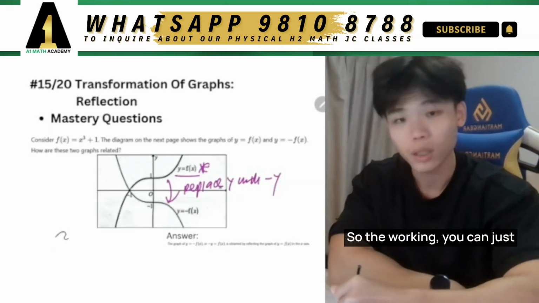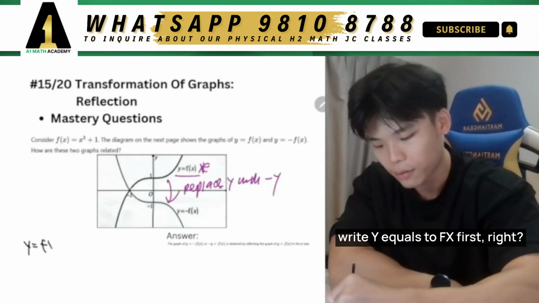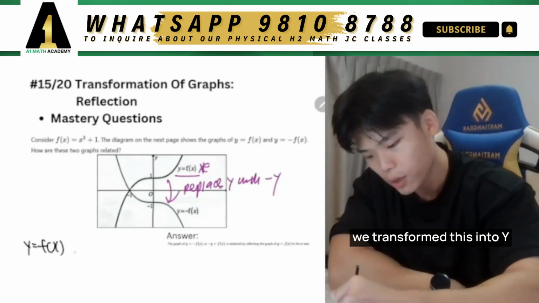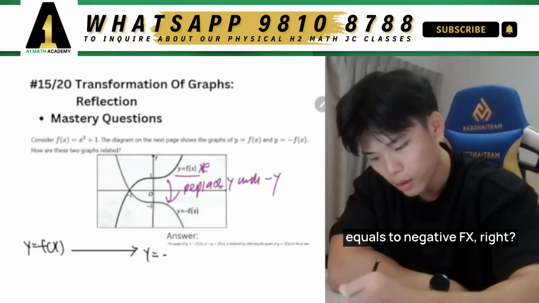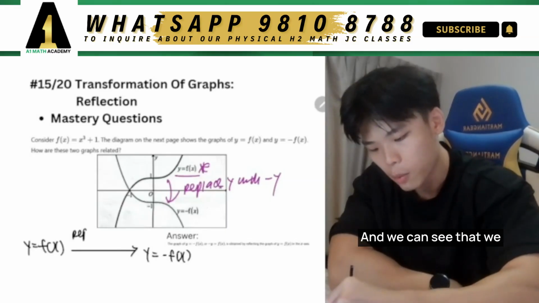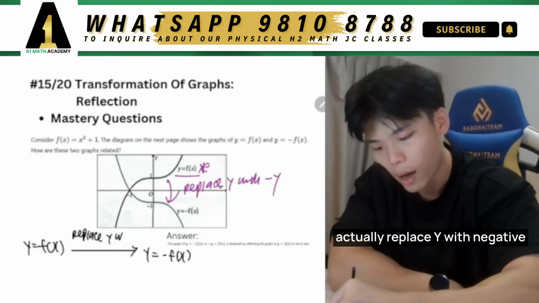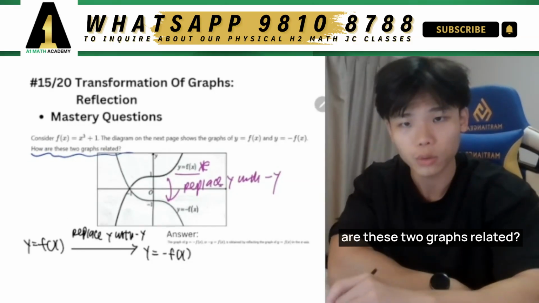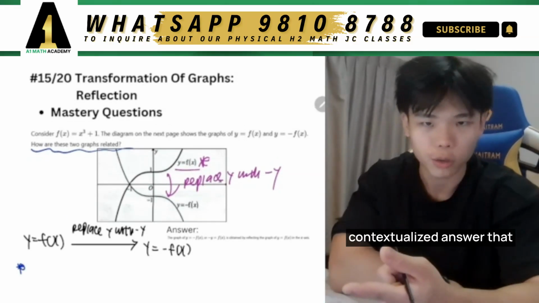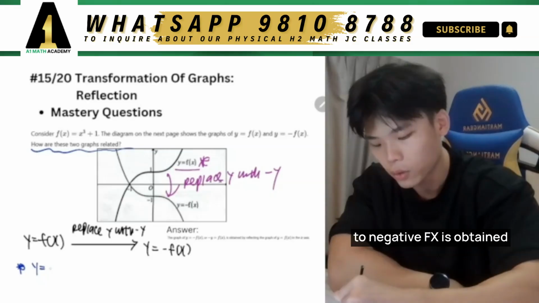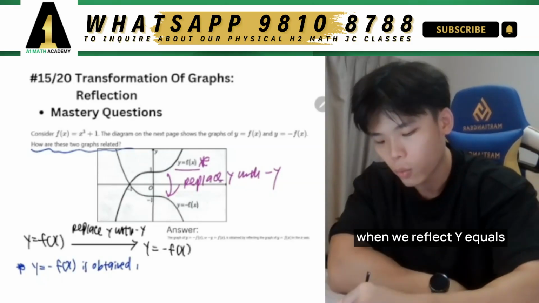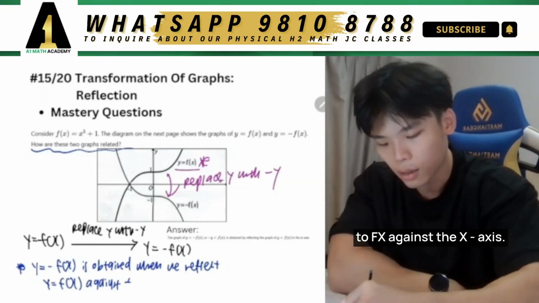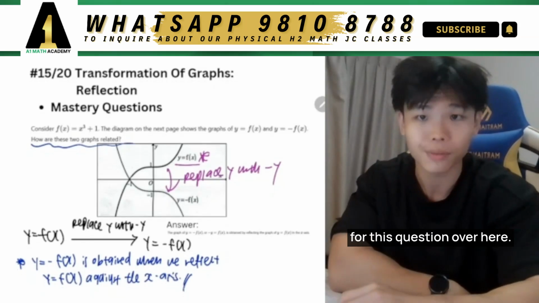So for the working, you can just write y equals to f(x) here first, right? Just a very simple one. And then what we did was transform this into y equals to -f(x), right? And we can see that we actually replaced y with -y. So the answer that the question is looking for, how are these two graphs related, you have to contextualize your answer. So we can just say y equals to -f(x) is obtained when we reflect y equals to f(x) against the x-axis. And that would be the answer for this question over here.